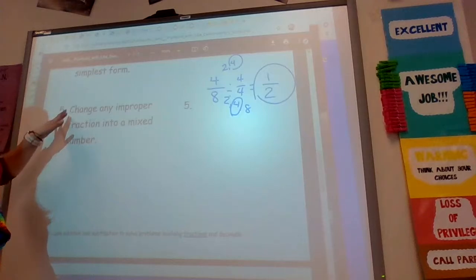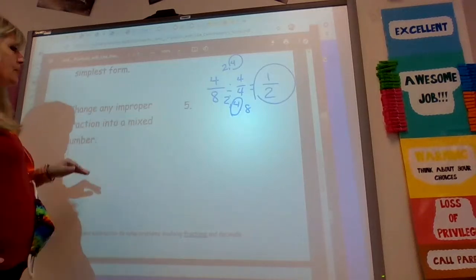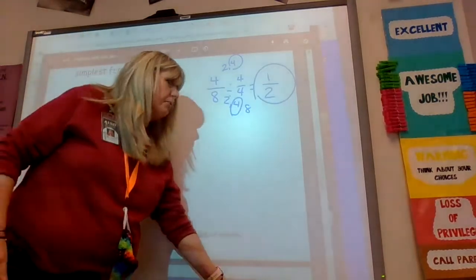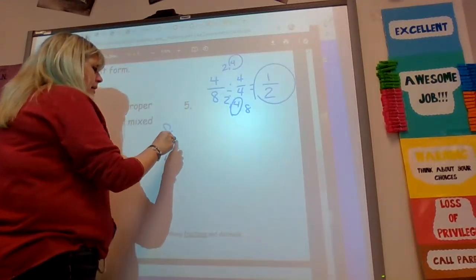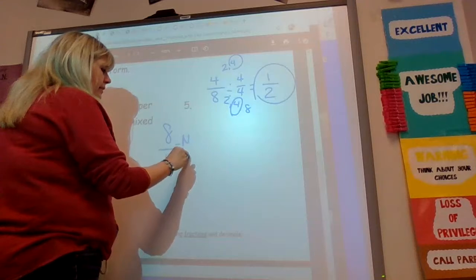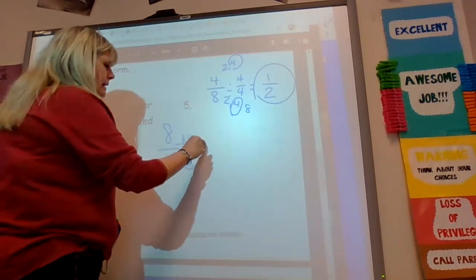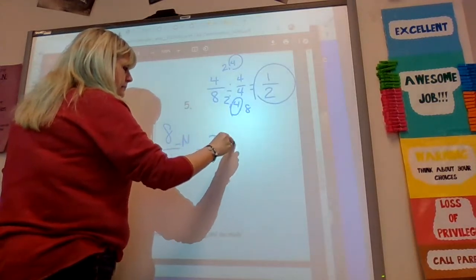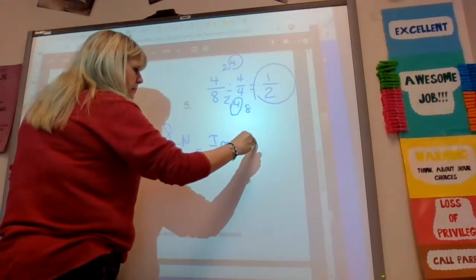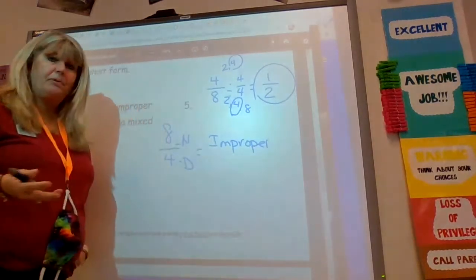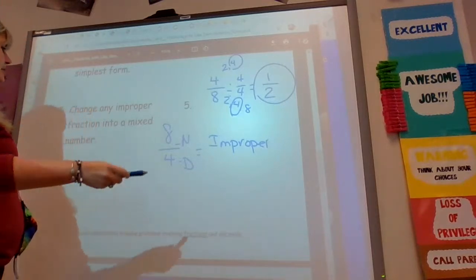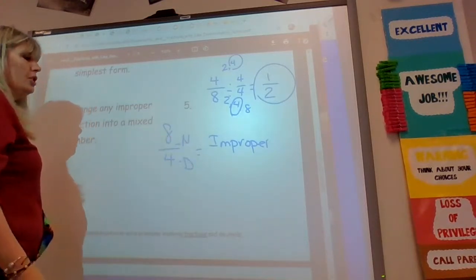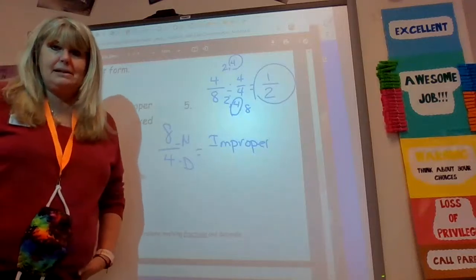Also, we're going to change any improper fraction into a mixed number. Remember, an improper fraction is when the numerator is larger than the denominator. That is an improper fraction. Because we have proper fractions, and then we have improper, or we have mixed numbers. So if you have an improper fraction, you are expected to change it into mixed numbers.